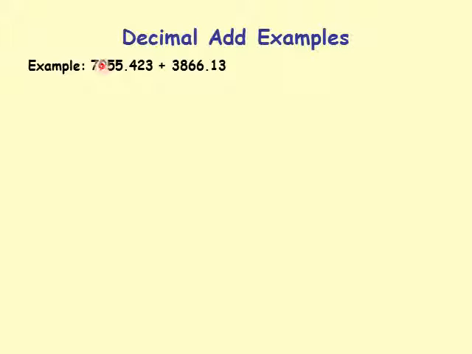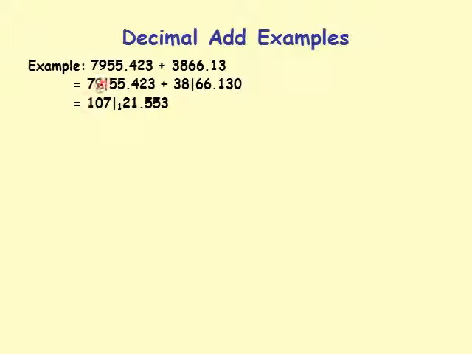Okay, let's look at another example. 7955 decimal 423 plus 3866 decimal 13. Flag value of the second operand is -2 and the flag value of the first operand is -3. So flags do not match. We have to make them match. And what we do is we add a 0 to the right. This new number is equivalent to the initial number, but this one has a flag value of -3. The first number also has a flag value -3. Now we can add.